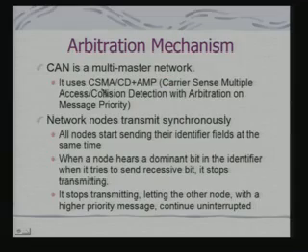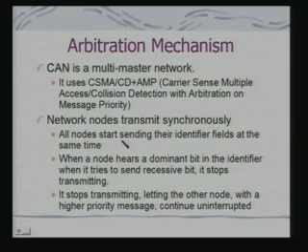Now we come to the arbitration mechanism. In fact, CAN is a multi-master network, and it uses carrier sense multiple access with collision detection and arbitration on message priority. This is the basic protocol, CSMA/CD plus AMP, and this AMP basically distinguishes this network from the well known Ethernet. Now, all network nodes transmit synchronously.